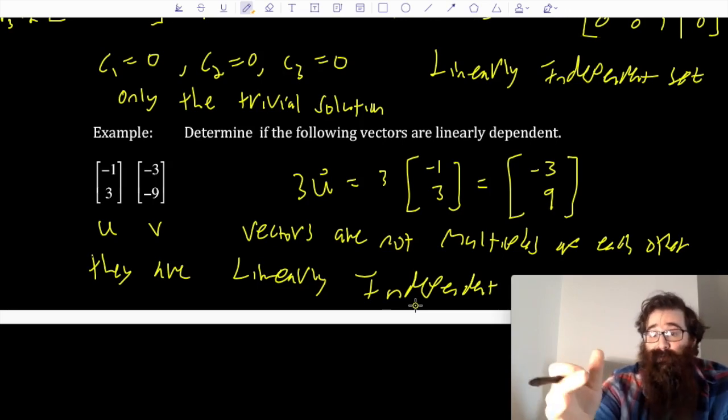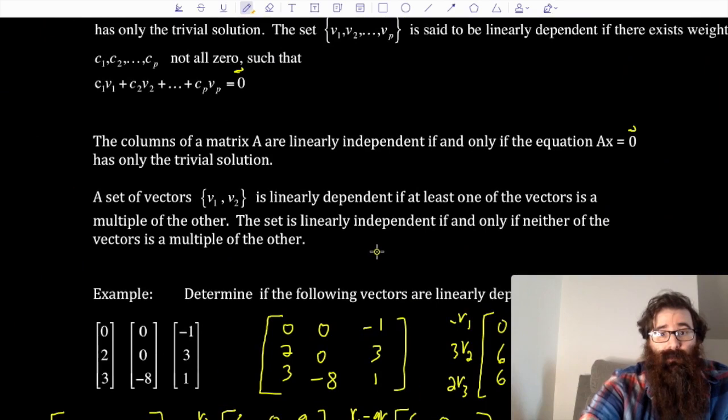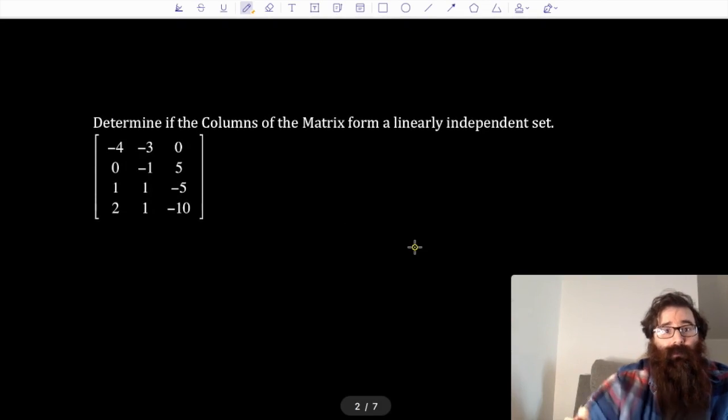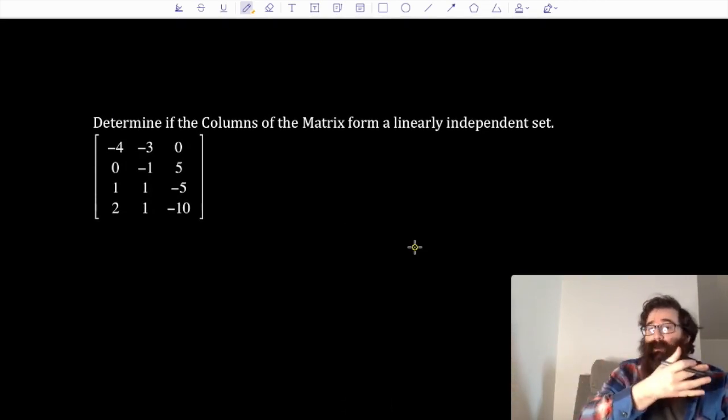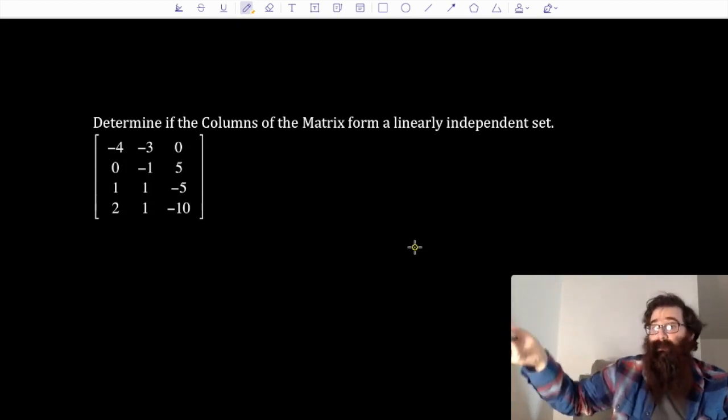Right? If they were multiples of each other, they would be dependent. We have that written up here. Linearly dependent if one of the vectors is a multiple of the other. Not the case. And it's one or the other, right? They're either independent or dependent. So if it's not this, then it's that. If it's not that, then it's this.